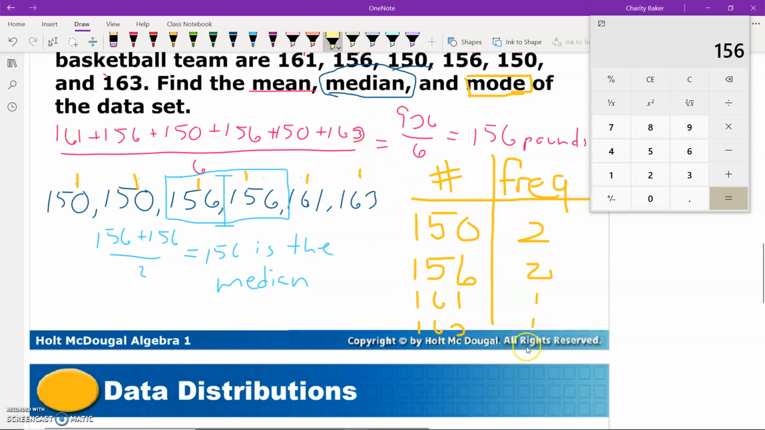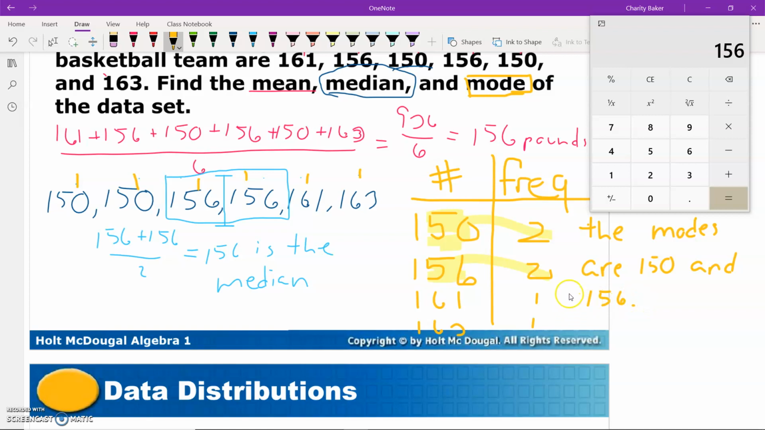Our mode is the one that happens the most, the one with the highest frequency. Both of these have the highest frequency, because they're both happening twice. So we can say that the modes, because there are 2, are 150 and 156.